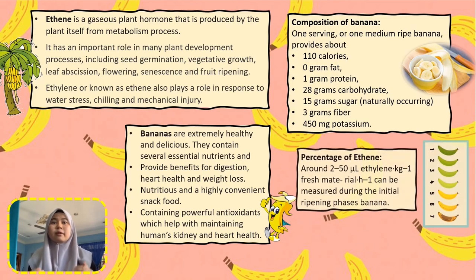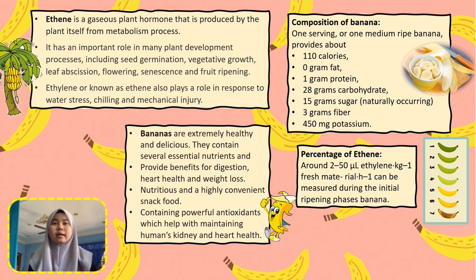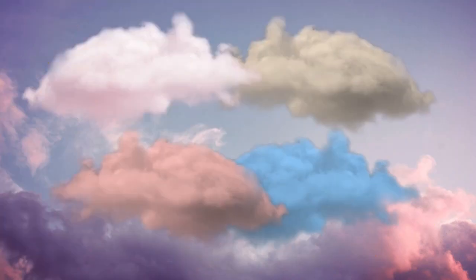In one medium banana, there are 110 calories, 0 gram fat, 1 gram protein, 28 grams carbohydrate, 50 grams sugar, 3 grams fiber, and 450 mg potassium. Do you know the percentage of intake in banana? Around 2 until 50 microliters of ethene per kilogram of fresh material per hour should be released during the initial ripening phase of banana. That's all from us.